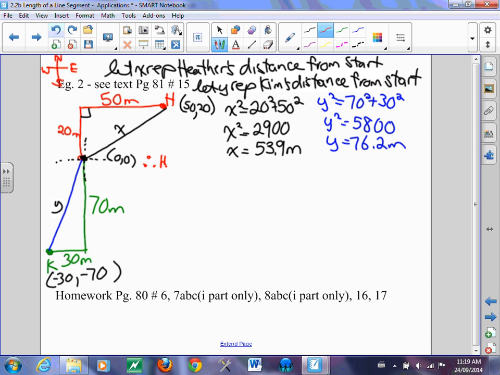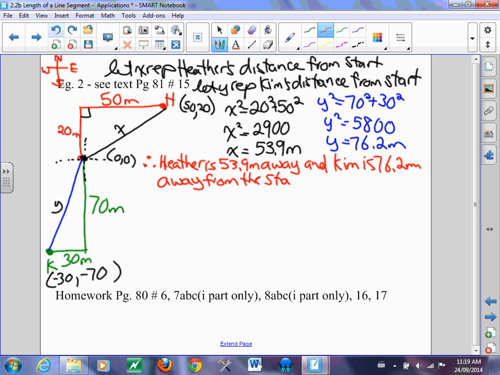So do a click therefore statement. Therefore, Heather is 53.9 meters away, and Kim is 76.2 meters away from the start. Awesome. Okay, taking a look at question B. How far are the girls from each other?